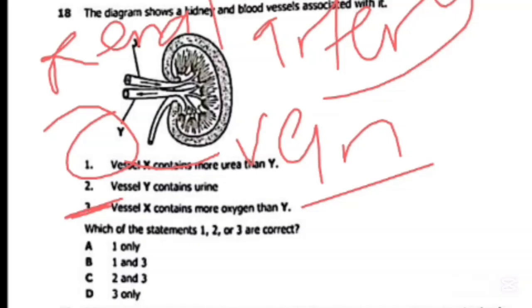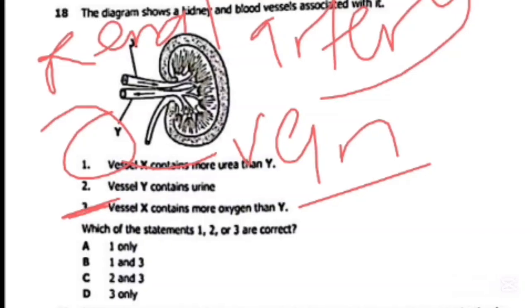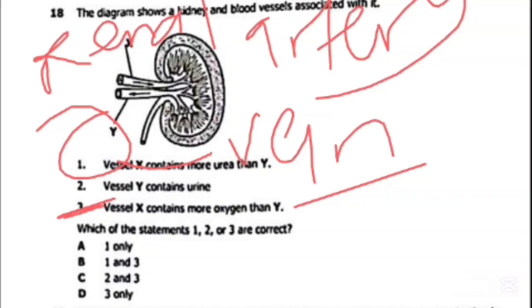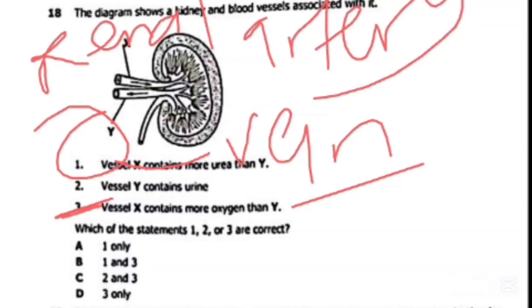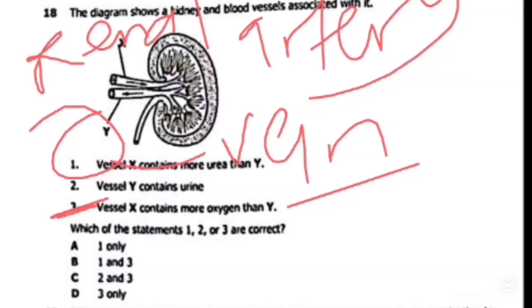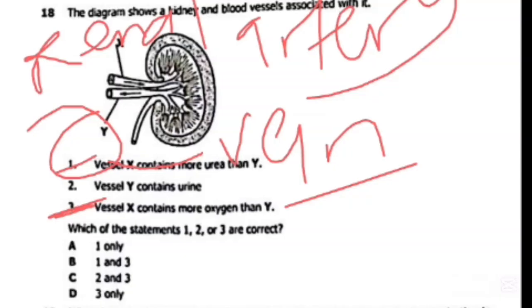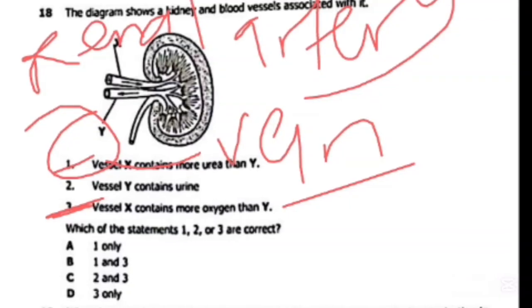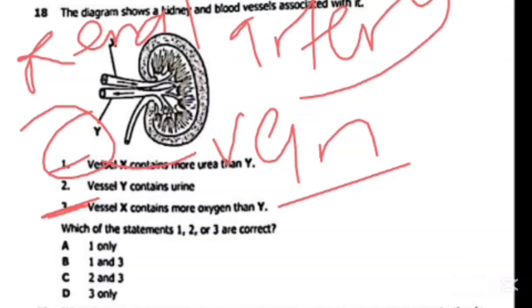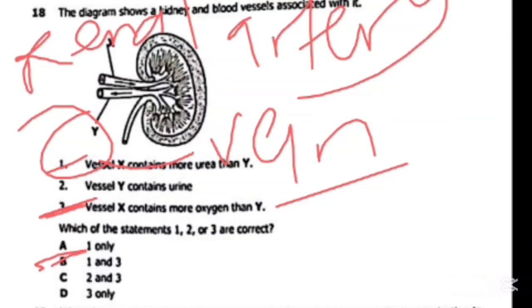Vessel Y contains urine. Wrong. Vessel Y does not contain urine. Why are we saying vessel Y does not contain urine? Vessel Y is responsible for transporting deoxygenated blood to the lung. Vessel X contains more urea than Y. Correct. So therefore our answer here is B, 1 and 3.